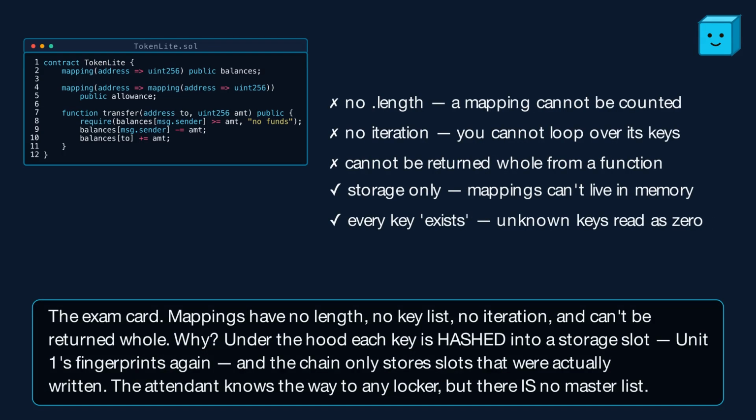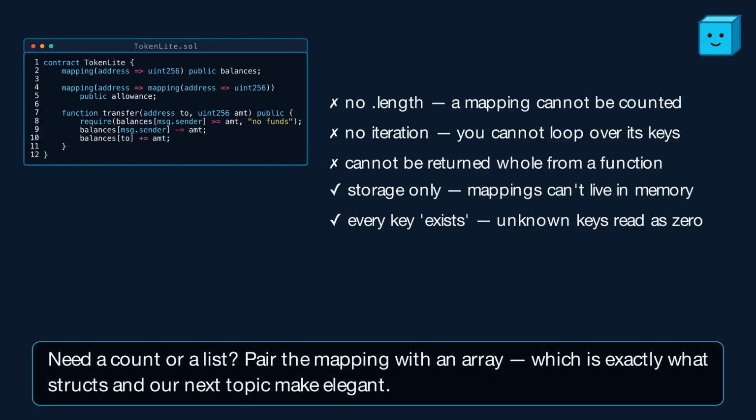The exam card, mappings have no length, no key list, no iteration, and can't be returned whole. Why? Under the hood each key is hashed into a storage slot, Unit 1's fingerprints again, and the chain only stores slots that were actually written. The attendant knows the way to any locker, but there is no master list. Need a count or a list? Pair the mapping with an array, which is exactly what structs and our next topic make elegant.